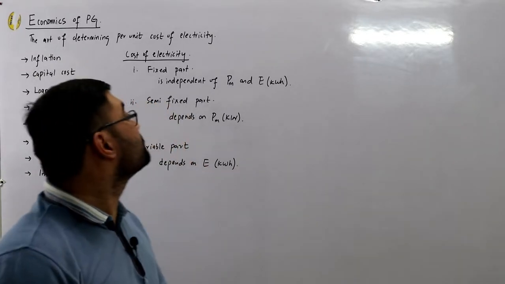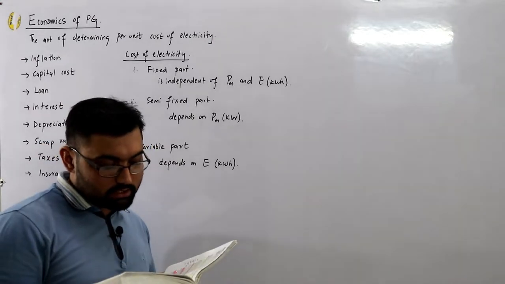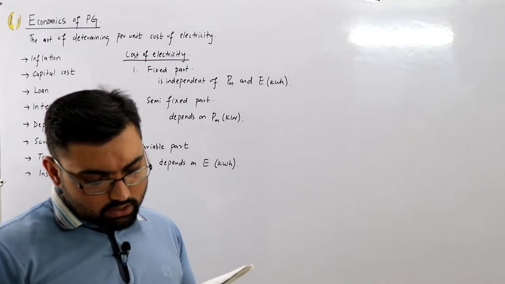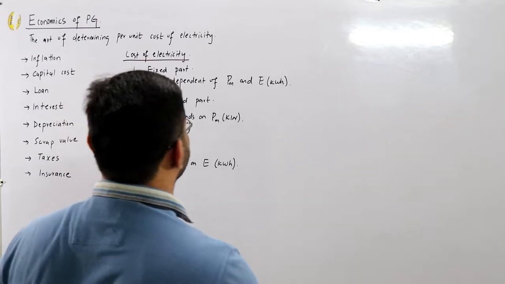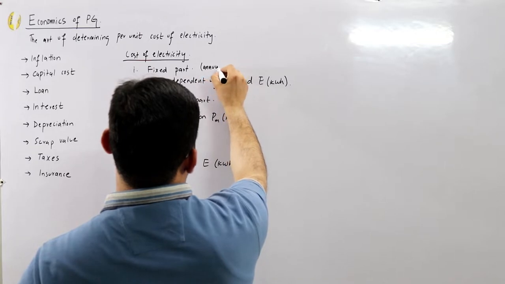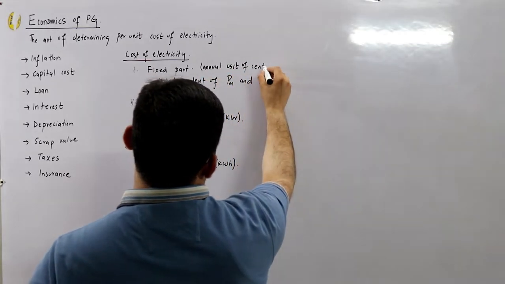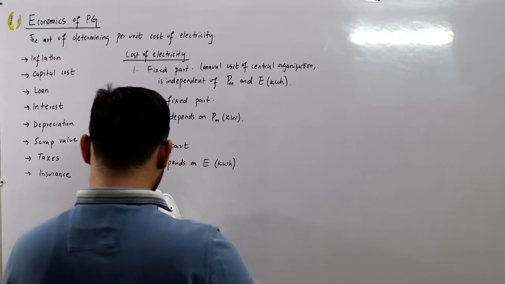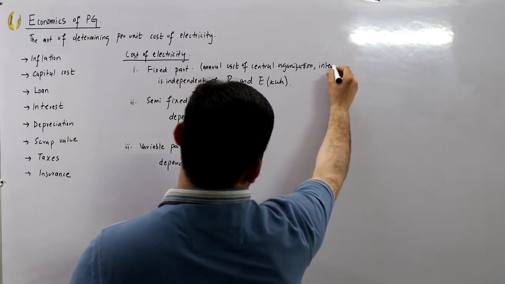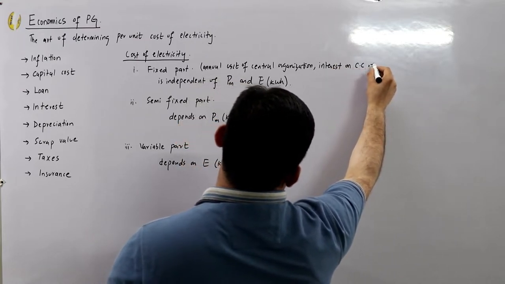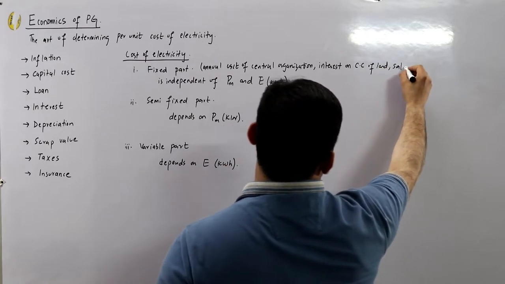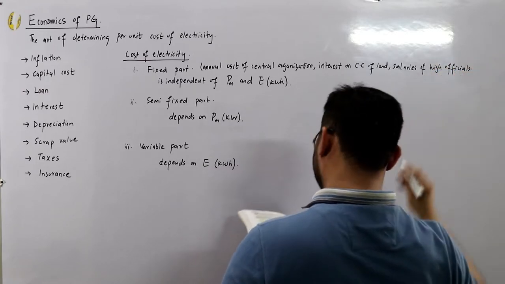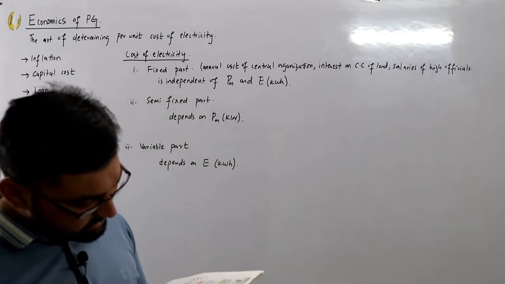Now I will tell you what the book states is included in this. The fixed cost is the cost which is independent of the maximum demand and the units generated. This is due to the annual cost of central organization, interest on capital cost of land, and salaries of high officials. The annual expenditure on the high officials is fixed since it has to be met.